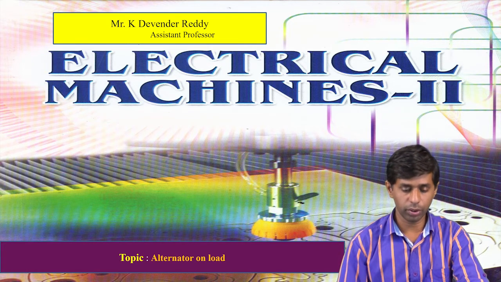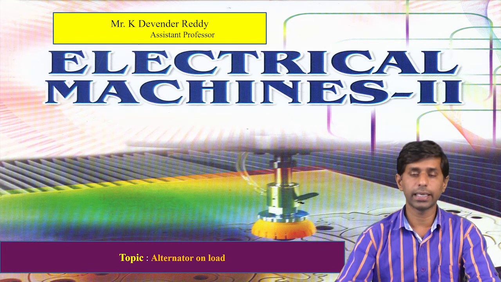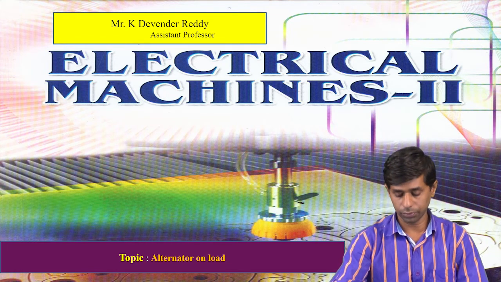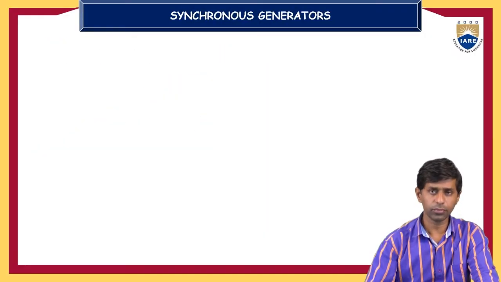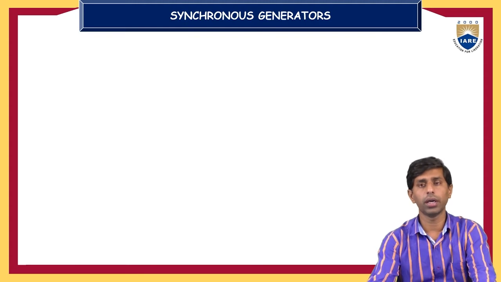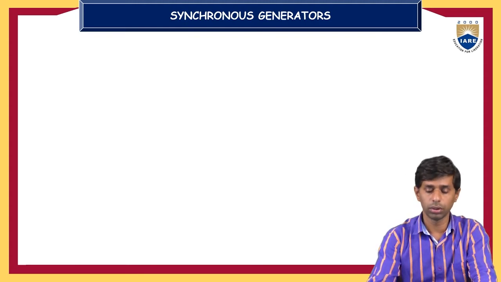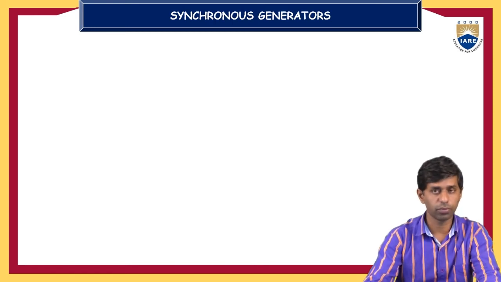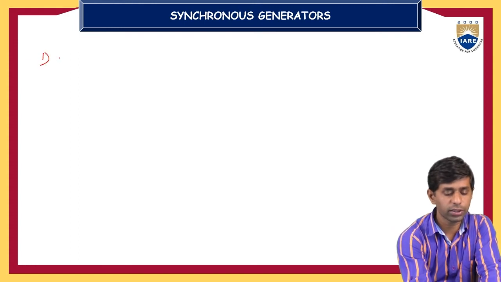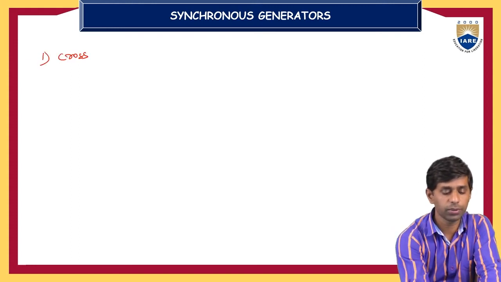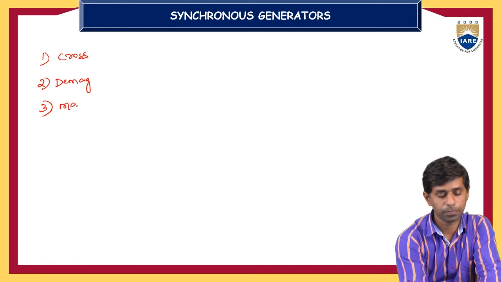And today in this video, we are going to discuss phasor diagrams of an alternator under different loading conditions. Before getting into the phasor diagram under different loading conditions, let us look into the effect of armature reaction on the induced EMF of the alternator. We know the armature reaction has three effects. One is the cross magnetizing effect. The second is the demagnetizing effect. The third is the magnetizing effect.